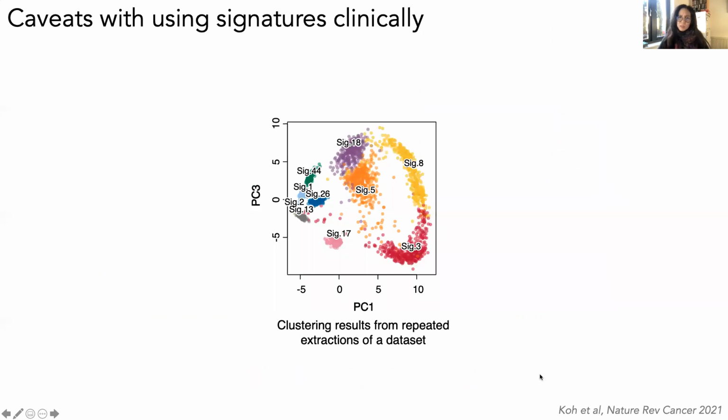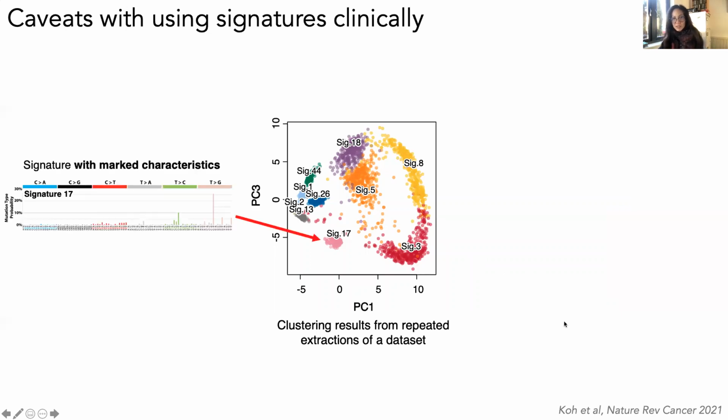There are some caveats, however. Mutational signatures don't all behave in the same manner, and some are subject to more uncertainty than others. So in this PCA plot, which is of attempts to extract mutational signatures from a breast cancer data set, we see that signature 17 is easy to extract. No matter how many times you do an extraction, you can pretty comfortably find this signature. It forms a very distinctive cluster. And that's because it has clear characteristics with defining tall pink T>G and T>C bars that stand out above the rest of the 96 channels.